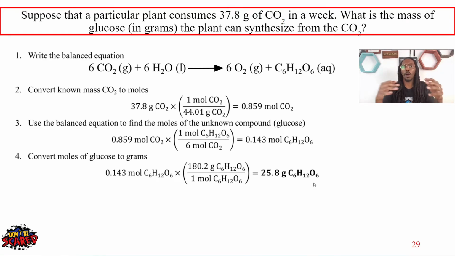So basically, all this is telling me is that this plant can consume 37.8 grams of CO2 in a week, and once it consumes that, if everything works out, we're able to produce 25.8 grams of our sugar. And I didn't even have to do this reaction or anything like that. I was just able to do some math and figure that out.